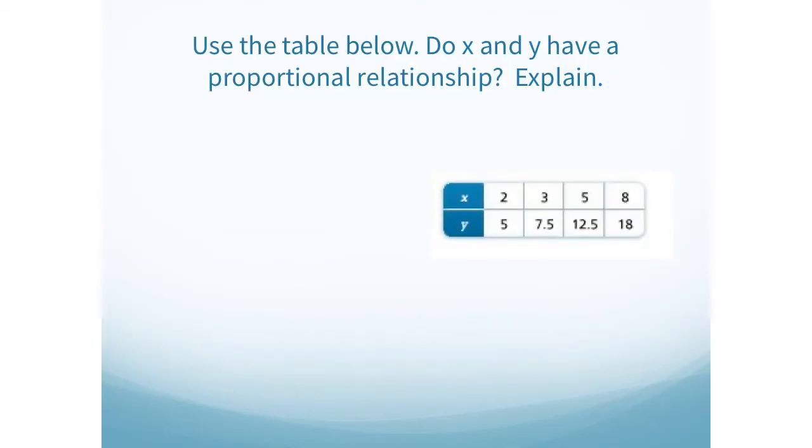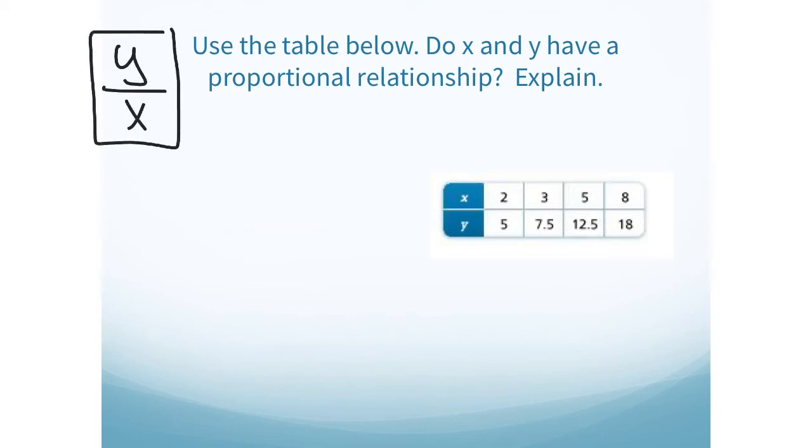Let's go to page 100 in our textbook, and we're going to do questions 4, 5, and 6 together before I let you do page 101 on your own. The first question, use the table below. Do x and y have a proportional relationship? In order to choose whether or not they have a proportional relationship, we want to use the y over x ratio. And we're going to get the y over x from the table.